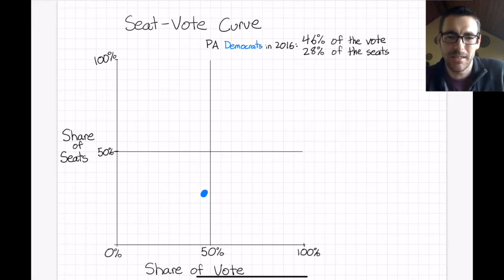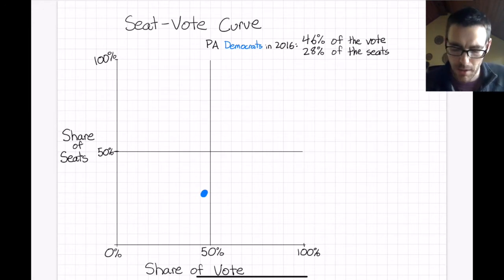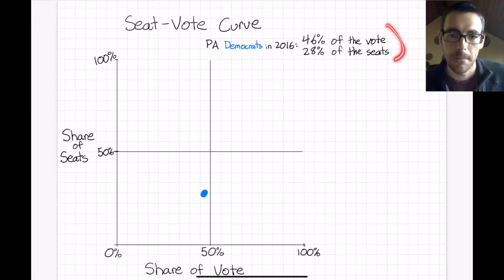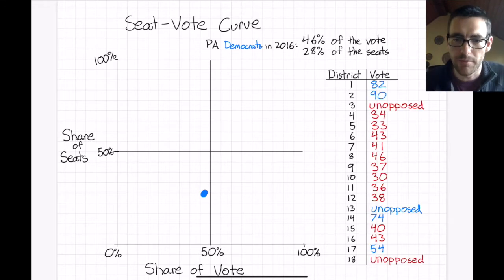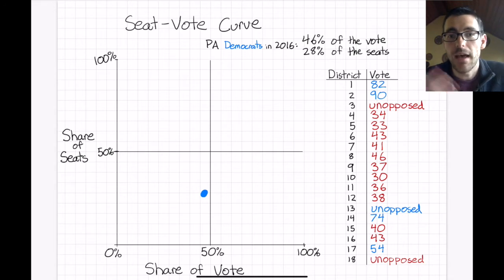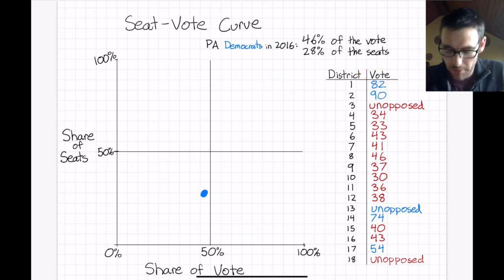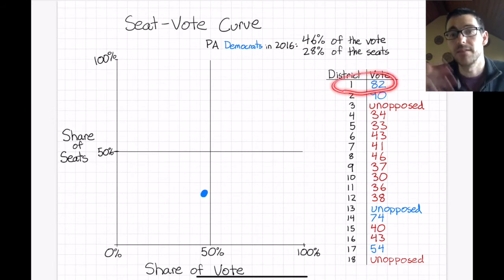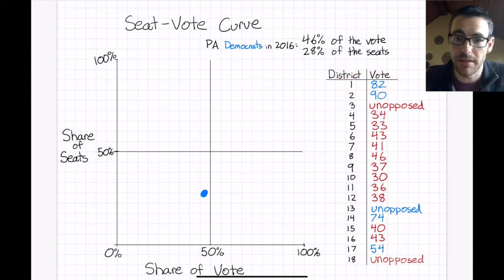This doesn't necessarily tell us anything new, anything beyond what this information does. So let's bring in some more information. Here's the breakdown of all 18 districts and how the election went. What I'm recording here is the percentage vote from the perspective of the Democrats. So the Democratic candidate won District 1, 82% to 18%. We're just representing that by saying the Democrat won 82%.